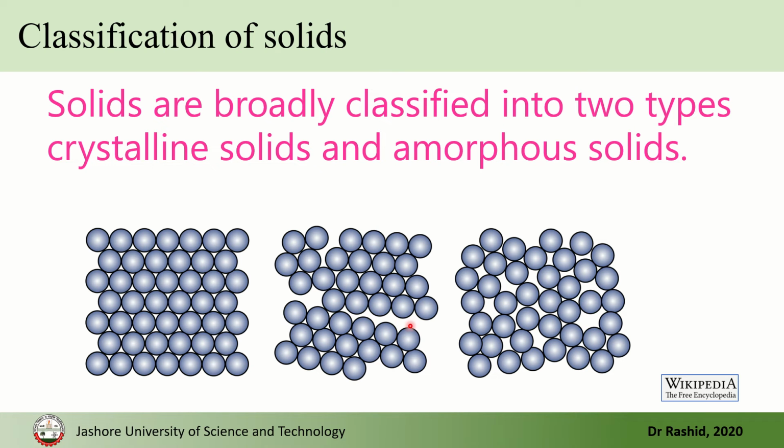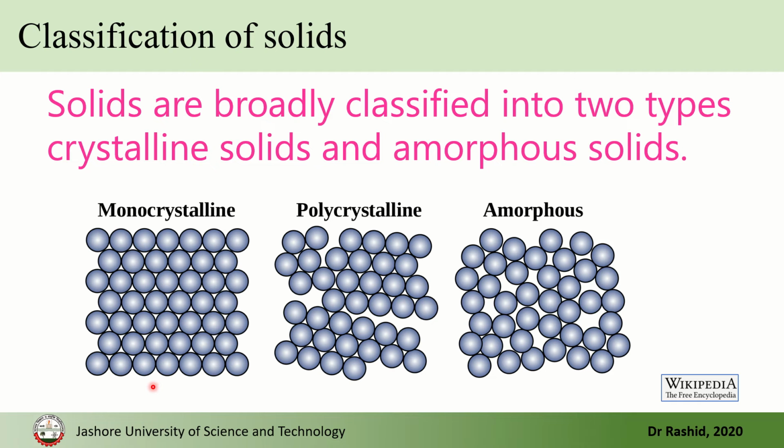That is, there is regularity in the arrangement in short ranges. You can see here, this is one arrangement, this is another arrangement, and you shall find regularity for each of them, but there is no long range order. This one is called polycrystalline. In that case, this one is called monocrystalline. So whenever we say crystalline solid, we actually mean monocrystalline solid.